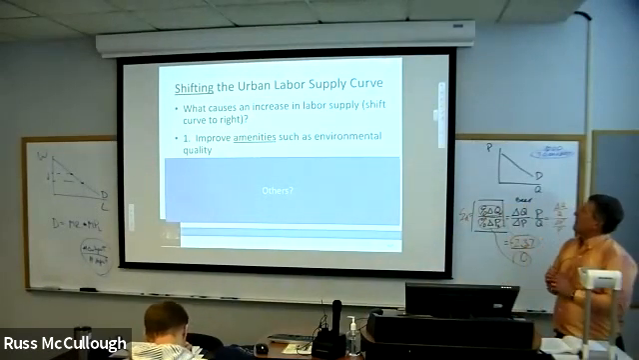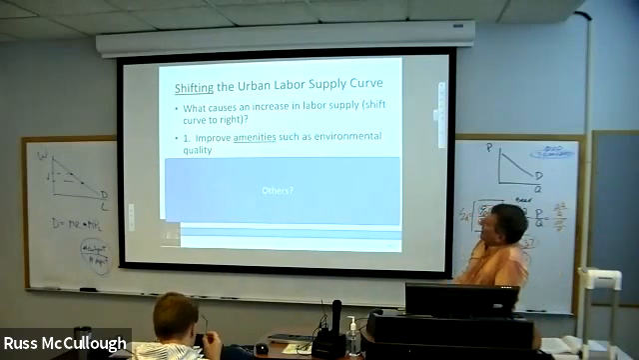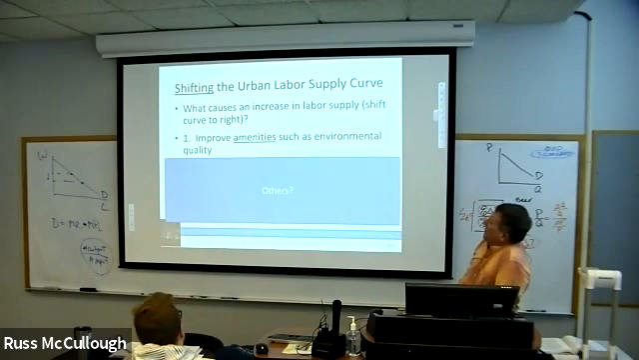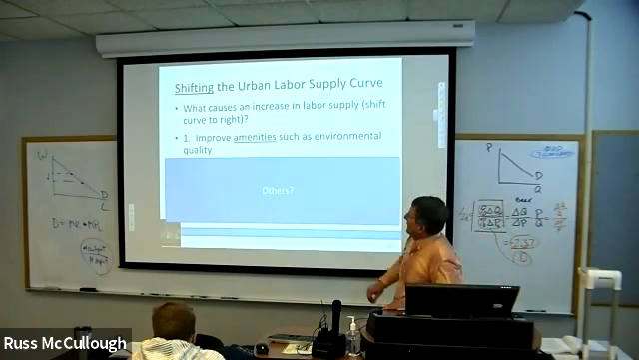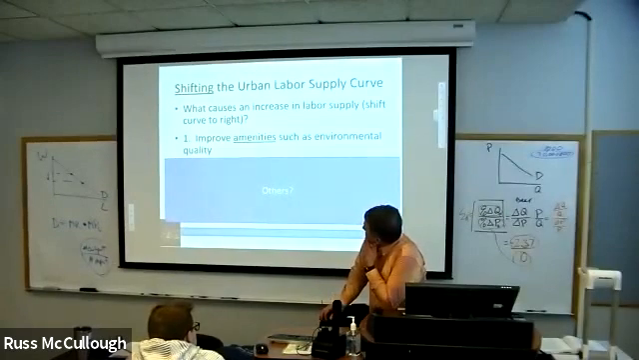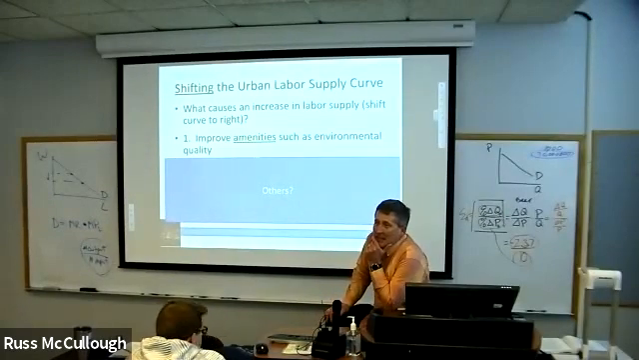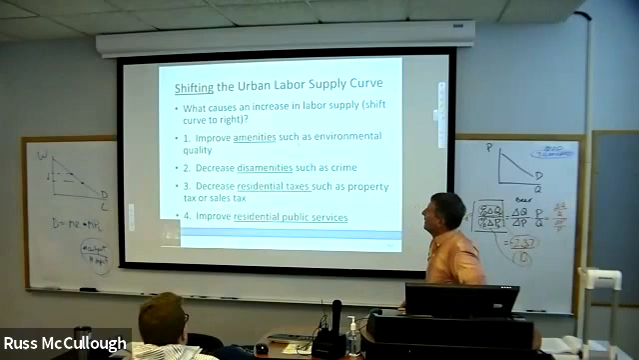Okay, so why does that curve move around? What causes an increase in the labor supply? A shift to the right. So amenities might be nice playgrounds, parks, biking trails, fishing ponds, and whatever. So what else? Free pool. So improvement in amenities. What other things outside of that? What else would help? A decrease in crime. So having fewer disamenities would be nice.